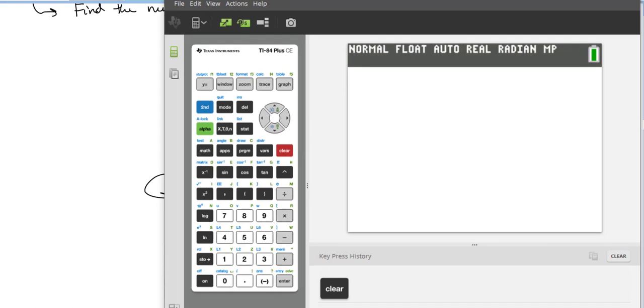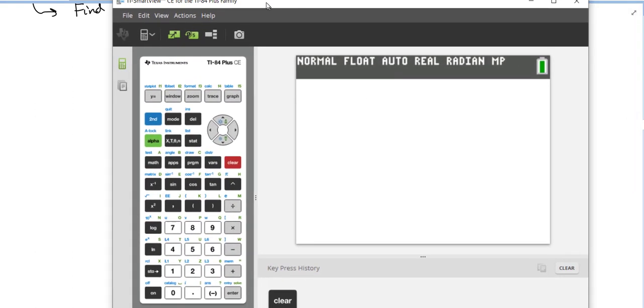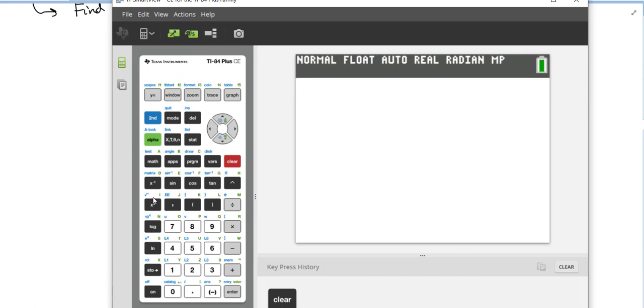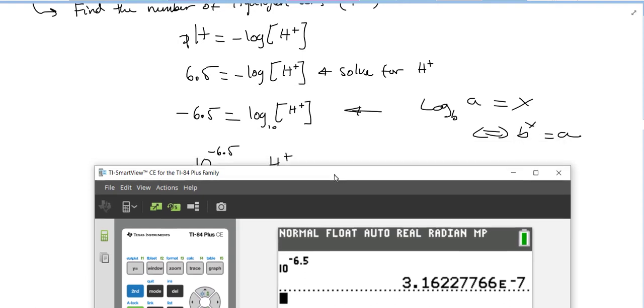And so when I bring in the calculator, we want to do 10 to the -6.5. So I'm going to go over here to my 10 to the power, so 10 to the, and I want to use the negative. Make sure you don't use the minus, the subtraction symbol. You want to use the actual negative. So negative and then 6.5 and hit enter. And so I get 3.1623 to the -7.